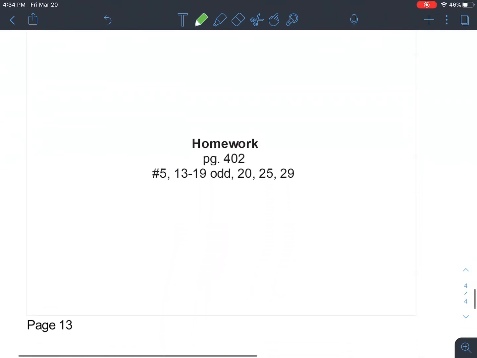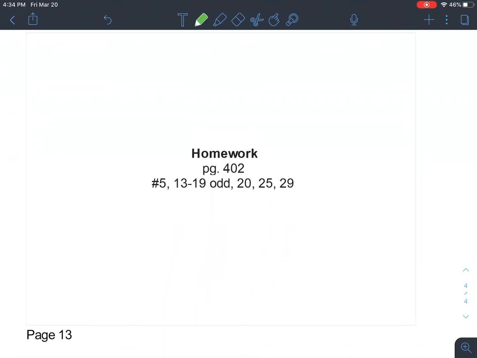All right, that is everything. So again, L'Hopital's is one of the most useful things that you are going to learn in calculus for the entire year.